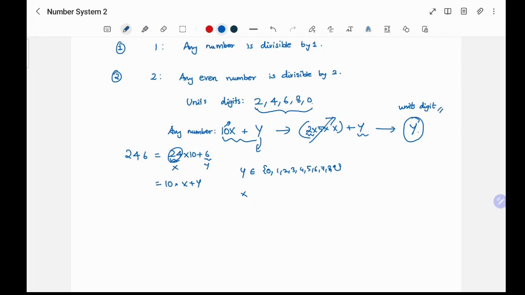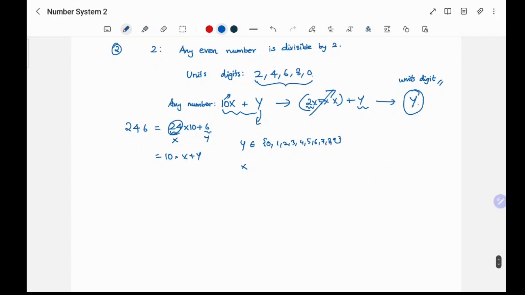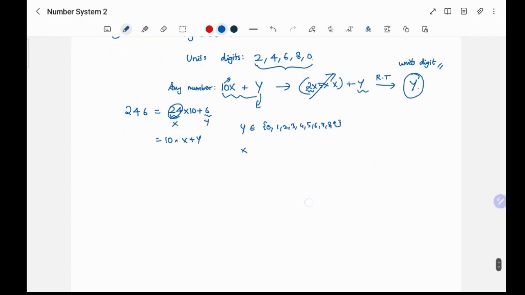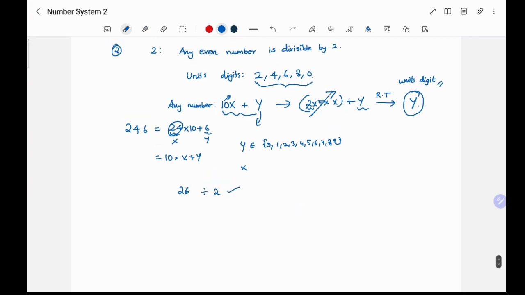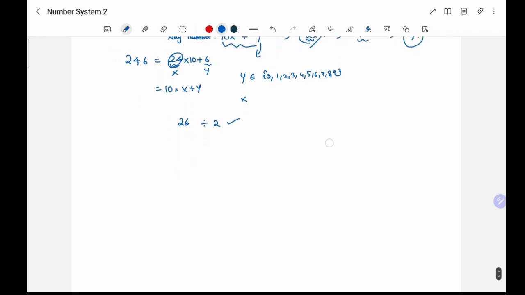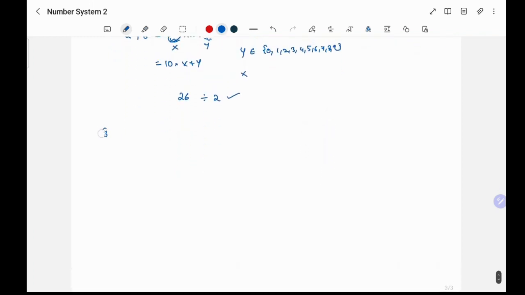So let's take an example. This is using the remainders theorem. Let's say 26. You can see in the units place it is 6, which is an even number, so it is divisible by 2. So I think number 2 is fairly simple. Everyone will be knowing it.